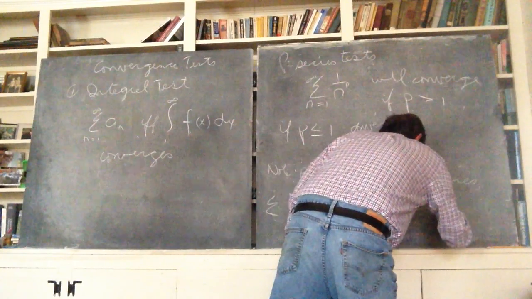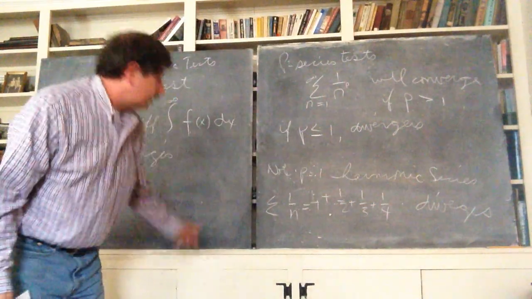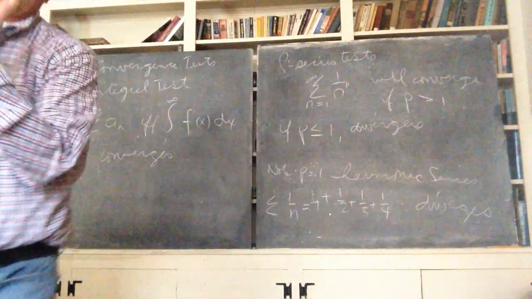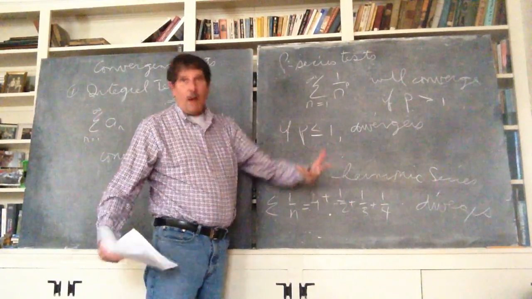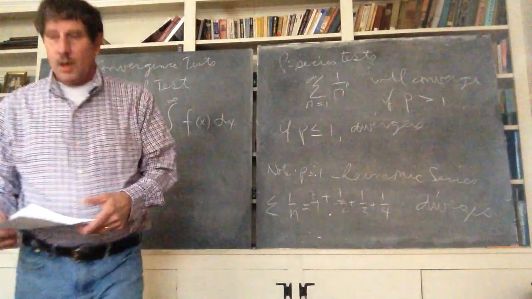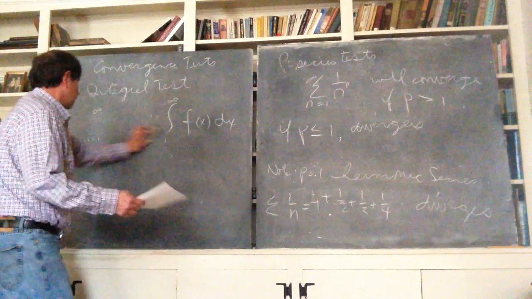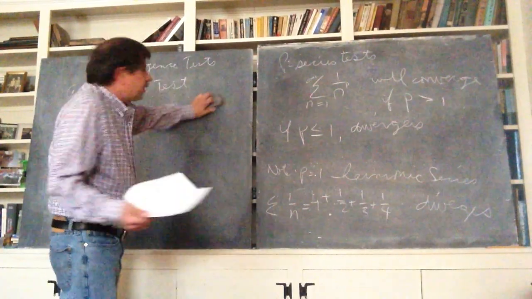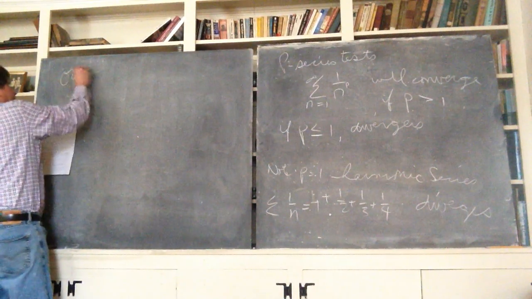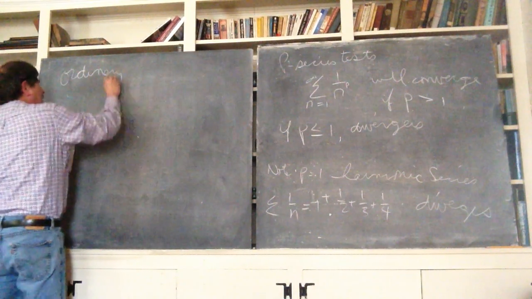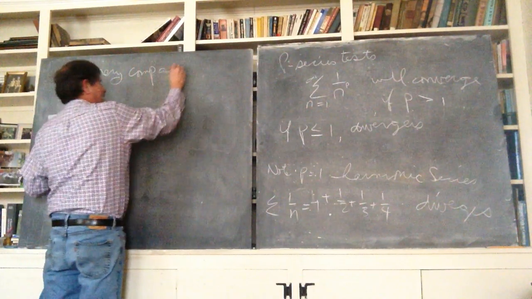And it diverges. And that's important for us going further, because the next 2 tests are going to be comparison tests. If we know about the P-series, we're going to have to come up with another series to compare to the one we're looking for, and that's going to be very helpful. So the next one is called the ordinary or regular comparison test. Ordinary, that's what your book calls it.